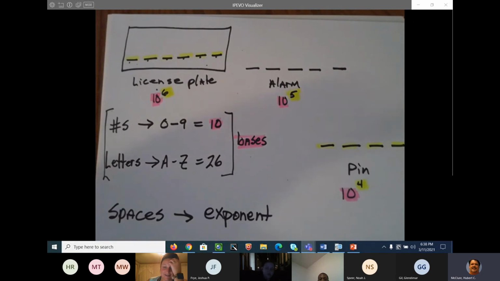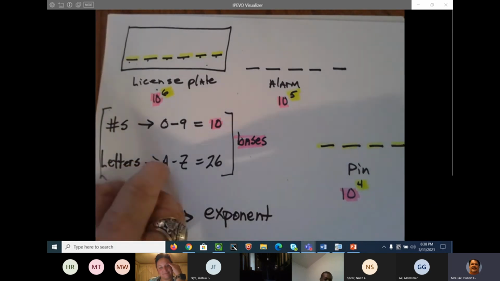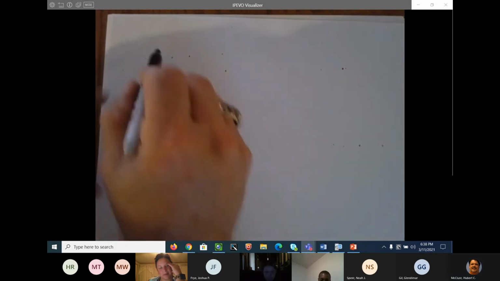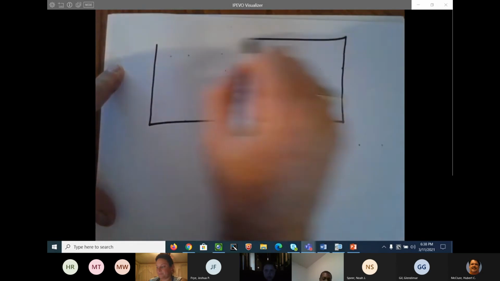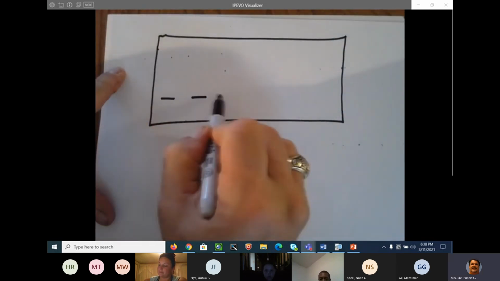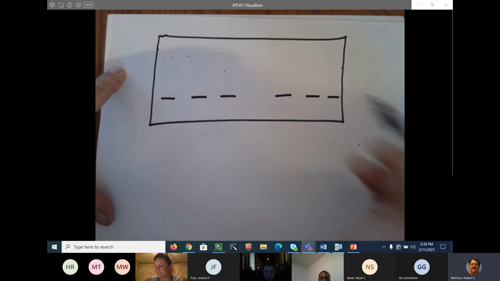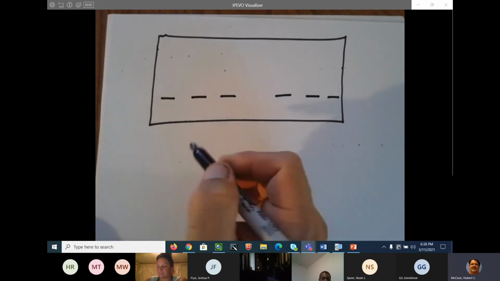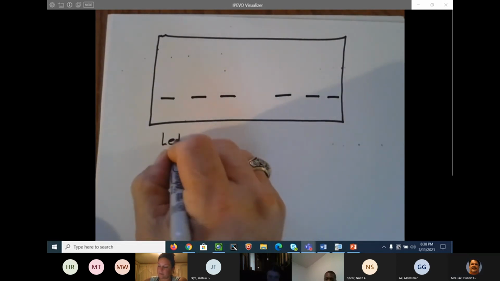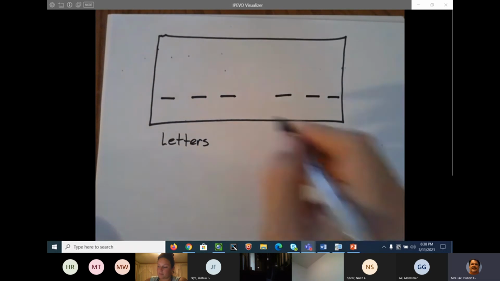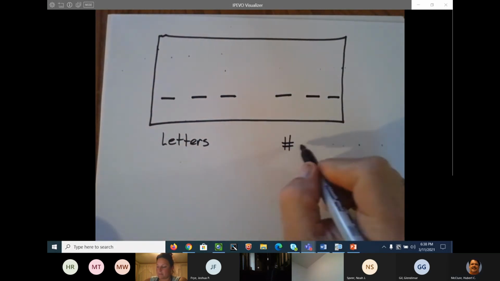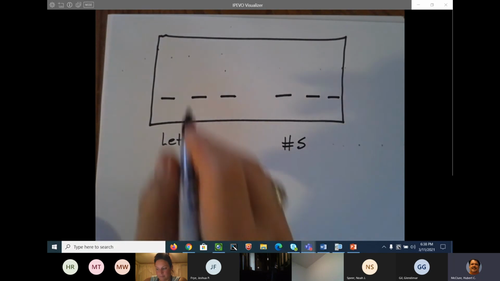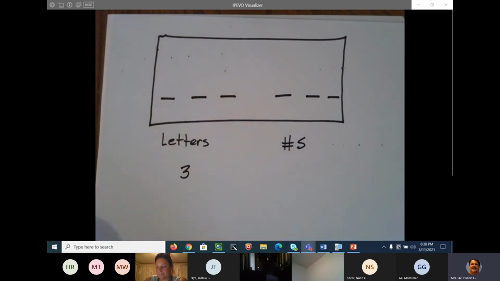Okay, the license plate I'm fixing to show you that Miss Kidd has taken my thunder away from is going to have 6 spaces. 1, 2, 3, 1, 2, 3. The first three, you're going to have to do letters. And the last three, you're going to do numbers. So you know the first one's going to be raised to the third power, and the second one's going to be raised to the third power.